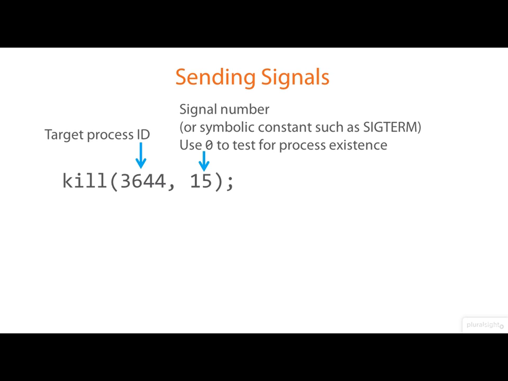Okay, well, let's get a little nearer the code and look at some system calls. You can send a signal from within a program using the system call kill. The first argument is the target process ID, and the second argument is the number of the signal that you want to send. This can be either just a number or a symbolic constant such as SIGTERM. Kill will return 0 on success and -1 on error. And there's a little trick that you can use. If you send a signal number of 0, it won't actually send a signal, it will merely test to see whether the target process actually exists.